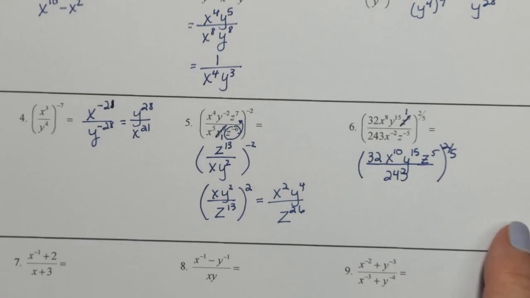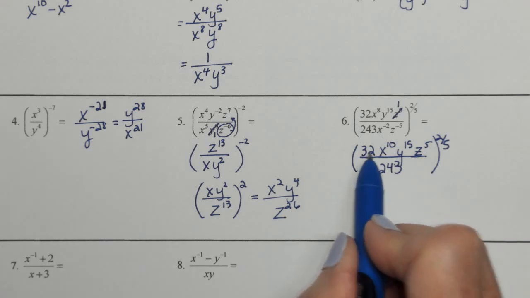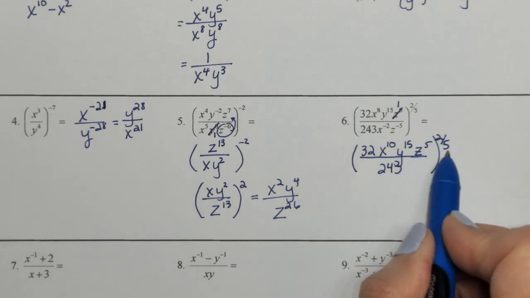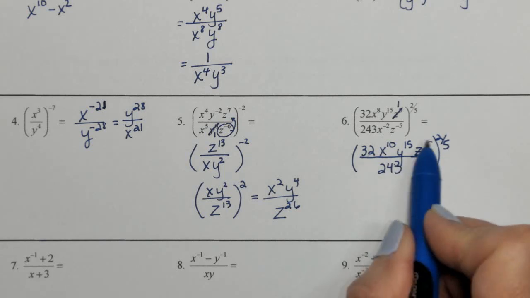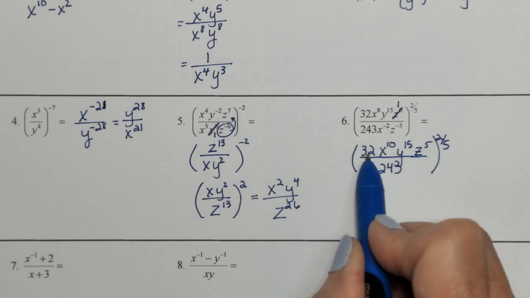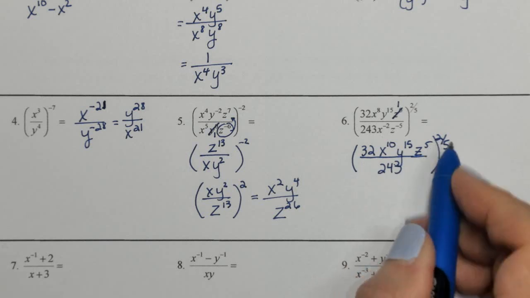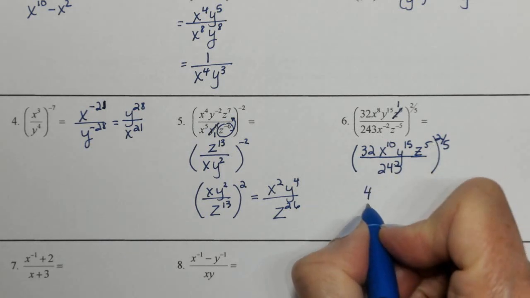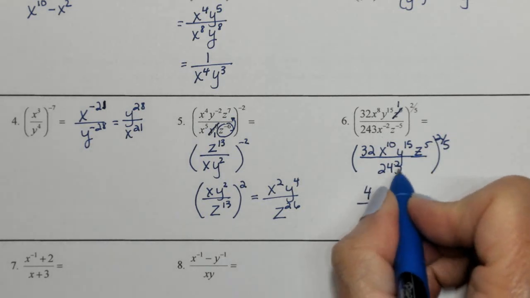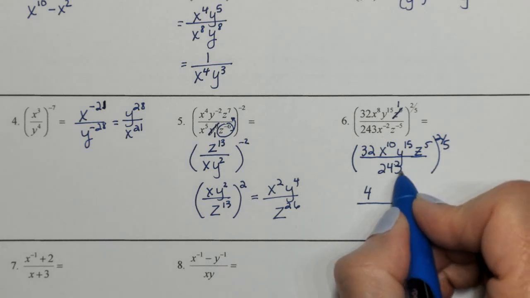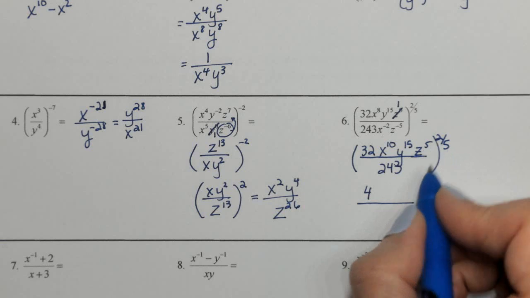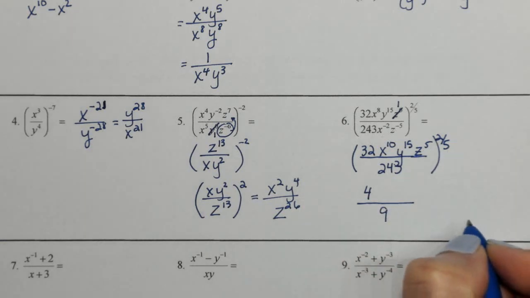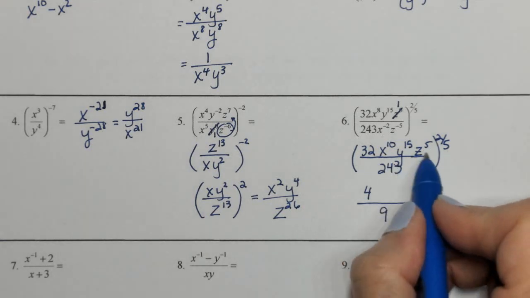So here's what I'm doing. The 32, I'm going to raise it to the 2/5 power. That is the 5th root of 32 squared. The 5th root of 32 is 2. 2 squared is 4. The 243. The 5th root of 243 is 3, and then 3 squared is 9. Now for my variables.